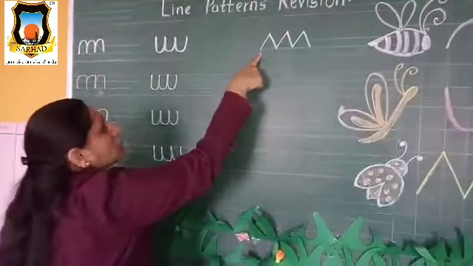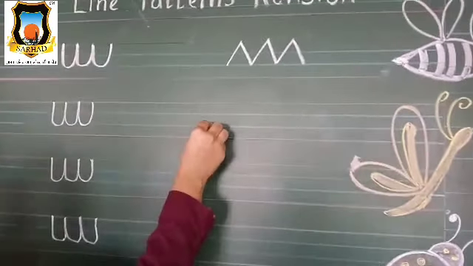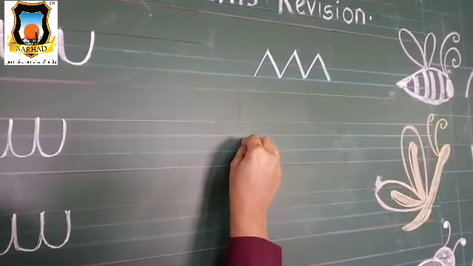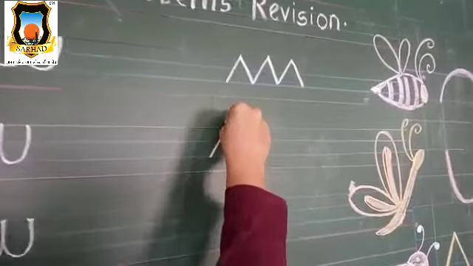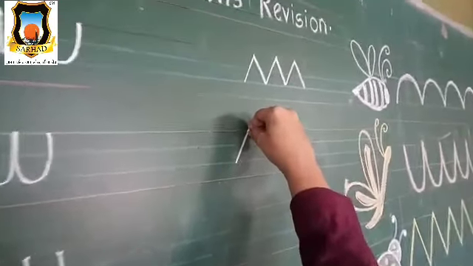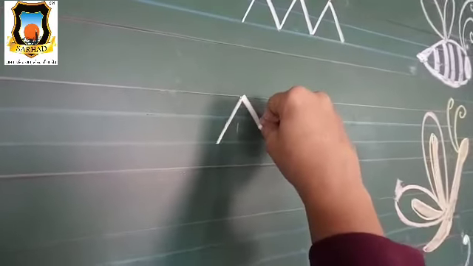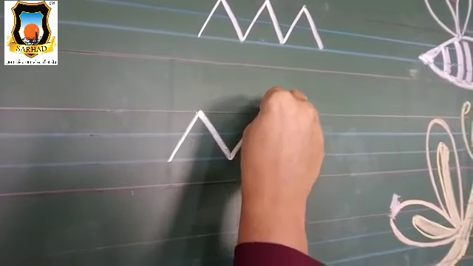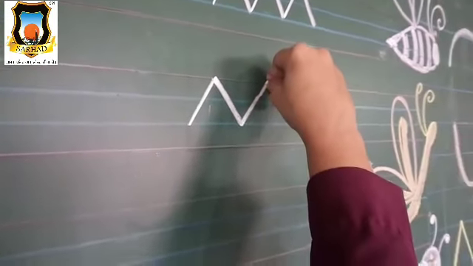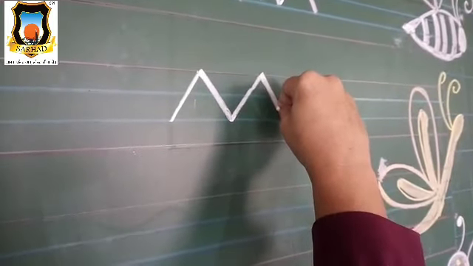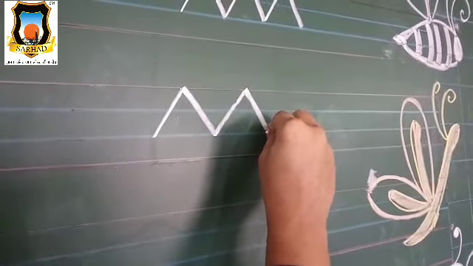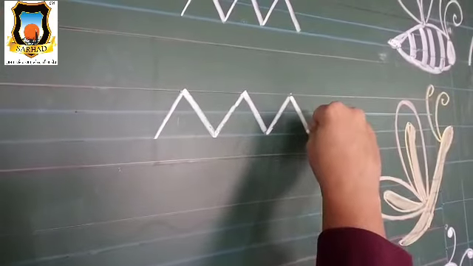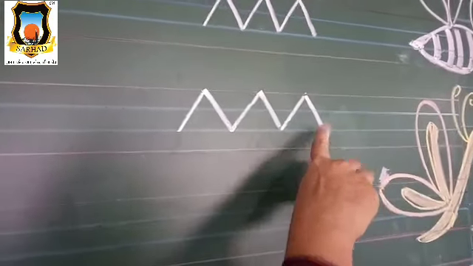Now let's see how to write up and down. Okay children? See, put your pencil on the second blue line. Go a little bit slant to the right side. Touch on the red line. Again draw a left slanting line. Touch on the second blue line. Again draw a right slanting line. Touch on the red line. Again go down and touch on the second blue line and draw a left slanting line. Again draw a right slanting line and again draw a left slanting line and touch on this line. Don't go below this line.